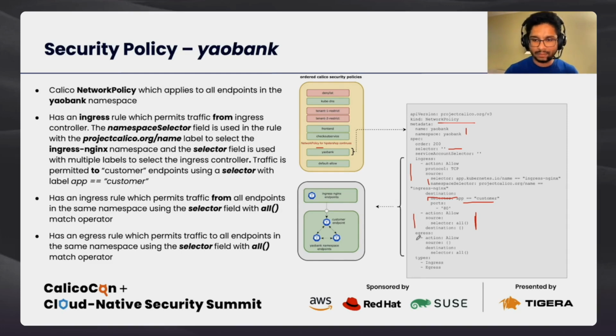There are no selectors, and what this means is that all endpoints can send traffic to all other endpoints in the Yao Bank namespace. So this is what the pattern looks like. The ingress Nginx can send traffic to the customer endpoints. That's governed by the first rule in the ingress direction. However, the endpoints within the namespace can freely talk to each other since we've allowed outbound and inbound communications from all endpoints in the same namespace. Now, this is a bit of a coarse-grained policy.